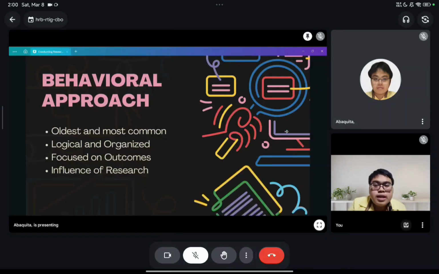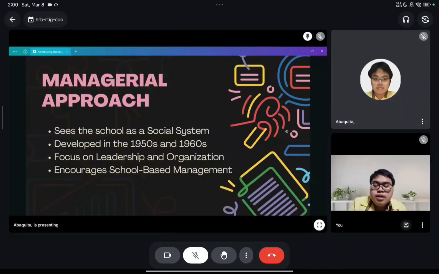Now we'll go to the second approach, which is the managerial approach. These are the four features of the managerial approach. First one is it sees the school as a social system. In this approach, it treats the school like a community wherein the students, teachers, principals, and other staff work collaboratively together. This allows people to organize and manage resources such as time, space, and equipment.